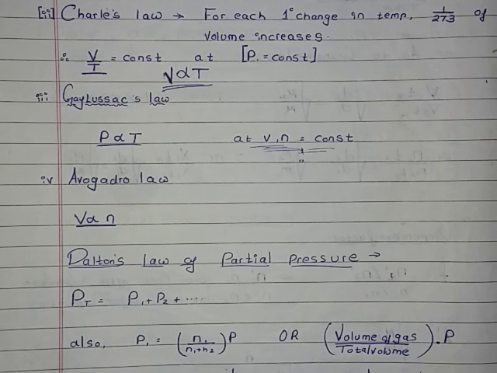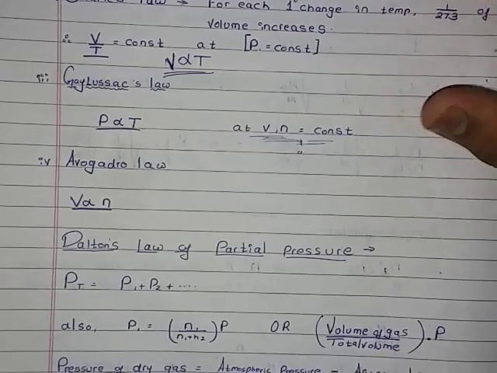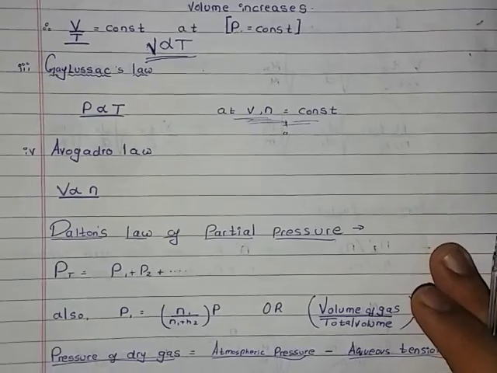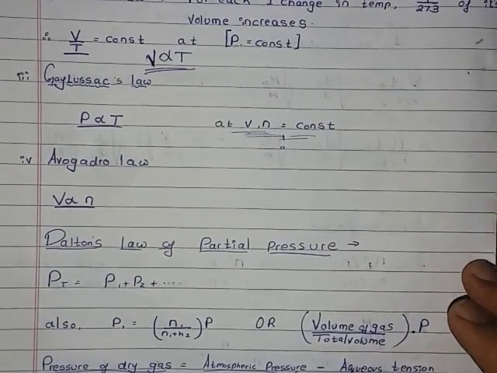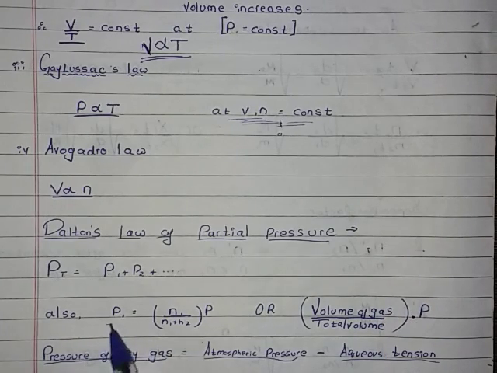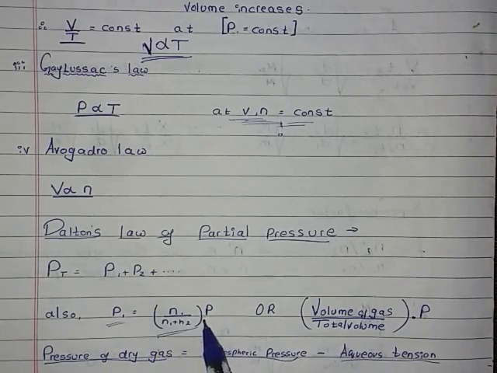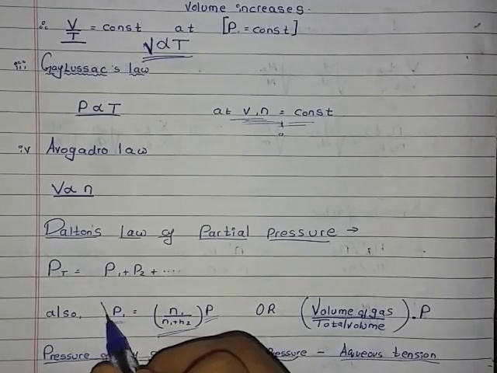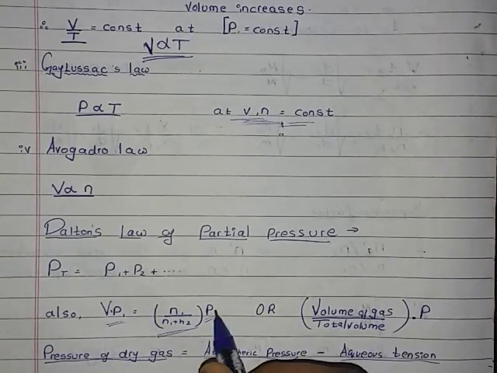Now, Dalton's law of partial pressure. The summation of all the partial pressures is the total pressure, so basic again. See what we have right now: P1 is the total pressure times the mole fraction, into the partial pressure. Mole fraction into partial pressure gives us the vapor pressure. This is vapor pressure, and this is partial pressure.